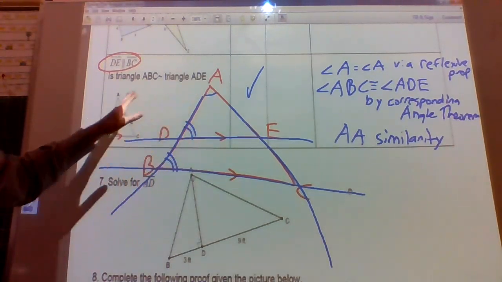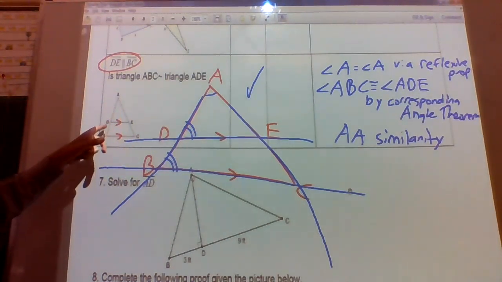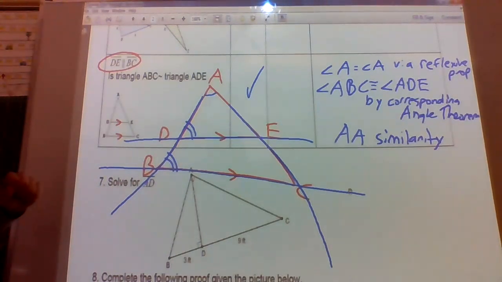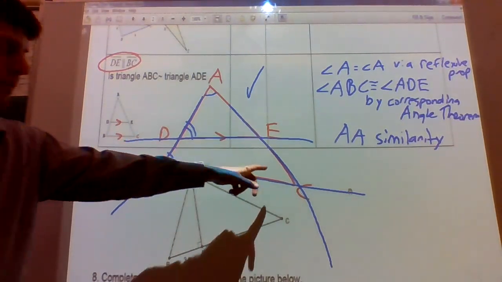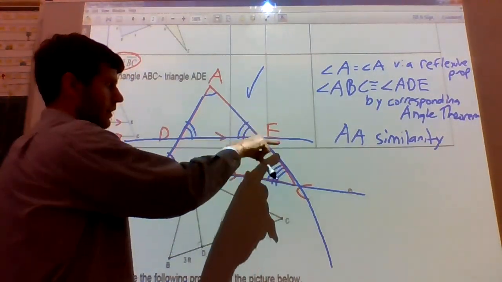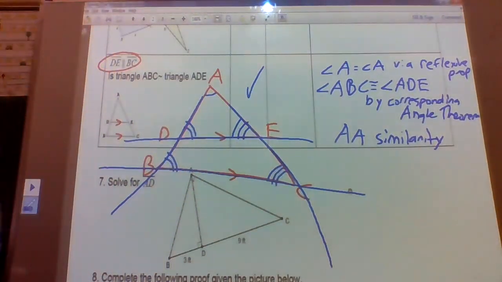So reflexive property, angle A is congruent to itself. Okay, then corresponding angle theorem tells us angle B and angle ADE are the same. We also know these two would be the same as well. We could have used these. Angle ACB and angle AED would have been congruent as well by the corresponding angle theorem. But we only need two pairs of angles to use angle similarity.